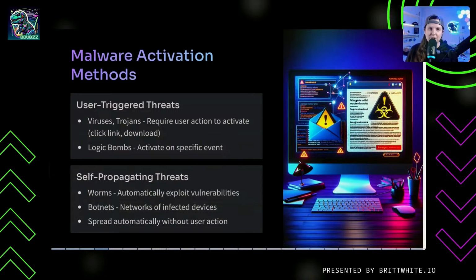Self-propagating threats are particularly concerning because they don't need any help to spread. Worms exemplify this category. They automatically exploit network vulnerabilities to move between systems. The Morris worm famously demonstrated this by nearly crippling the early internet. Botnets represent another serious threat. These are networks of infected devices acting as a coordinated army. The Mirai botnet showed us just how dangerous these can be when it used IoT devices to launch massive attacks that took down major websites.